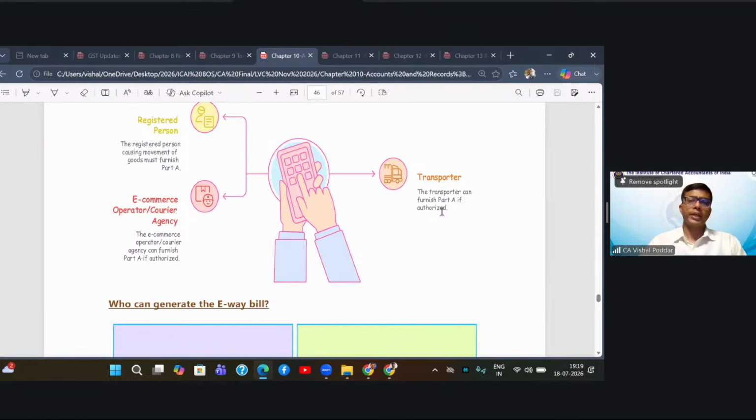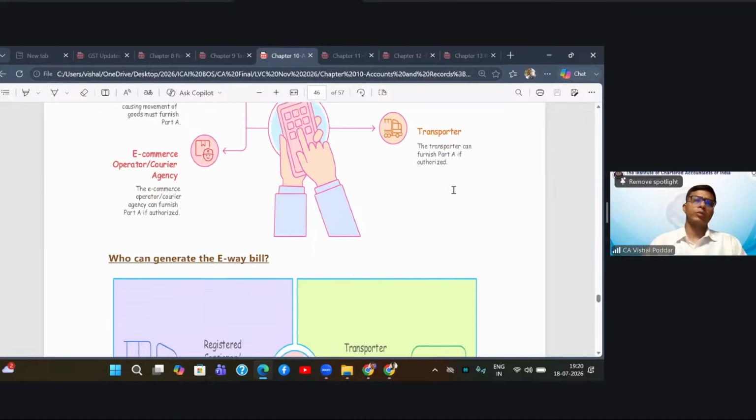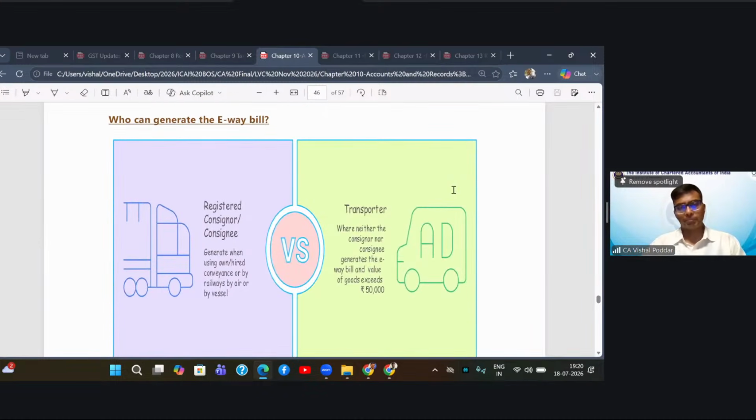Then the details of this part A will be auto-populated to your transporter, or you'll give this to your transporter, and the transporter will fill in the part B, which covers the vehicle details. Now, even the transporter is authorized to do part A wherever you have given that authorization. So in short, the registered person can do part A, or the e-commerce operator or courier agency who is actually doing the movement will do part A, or the transporter, if authorized by you, can do part A.